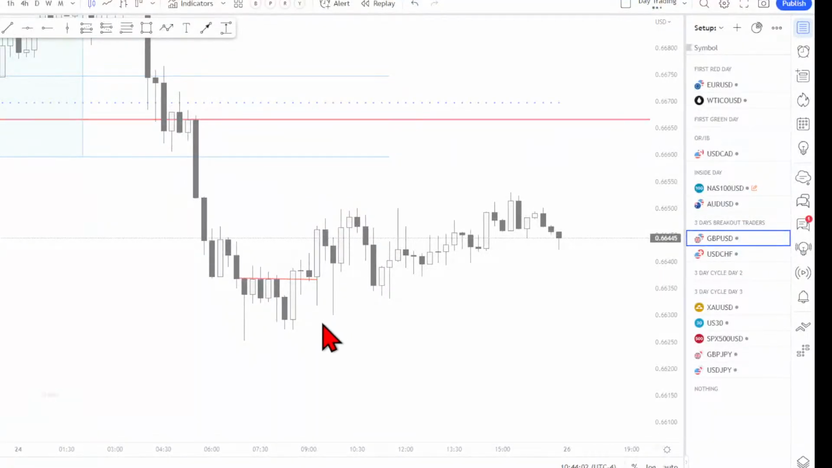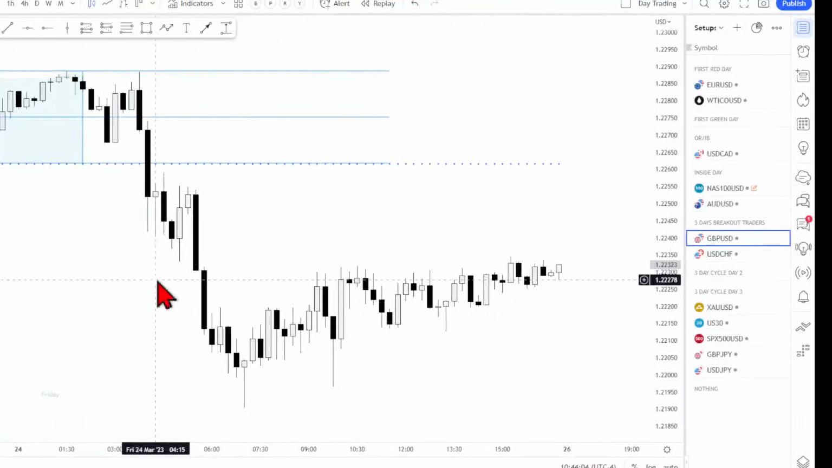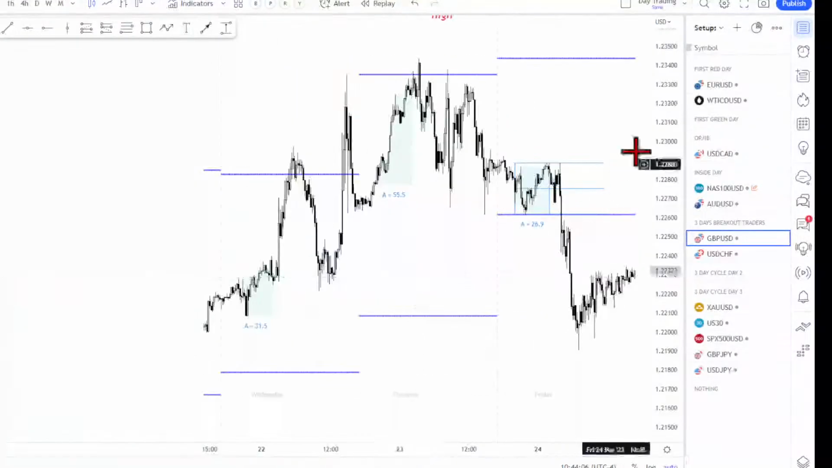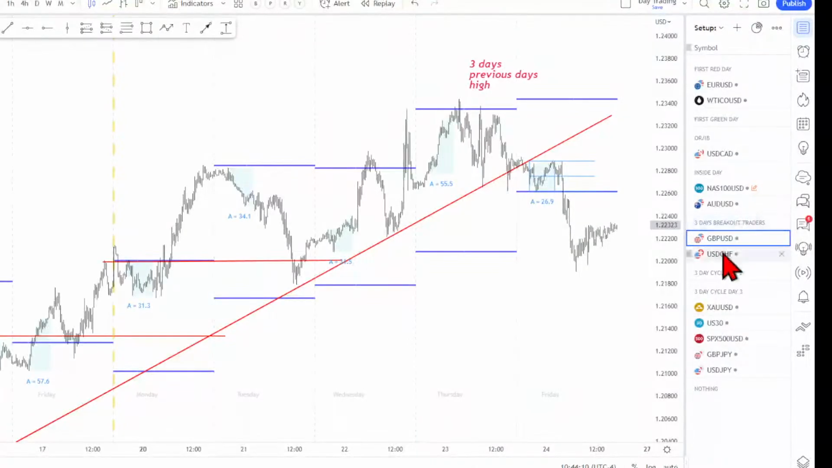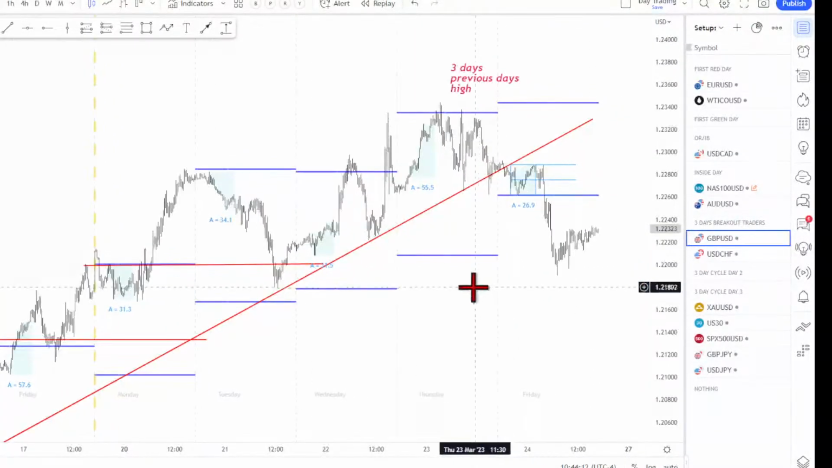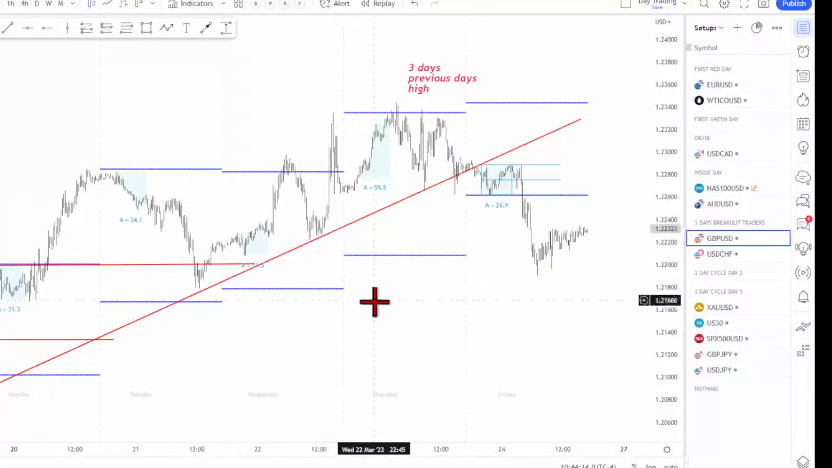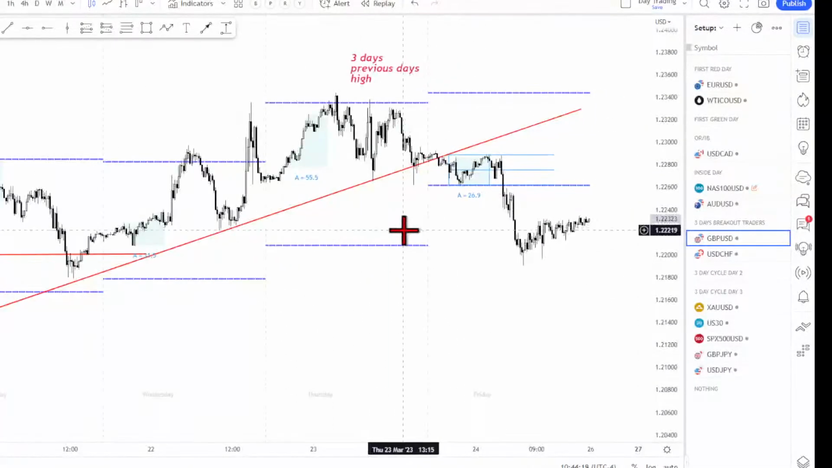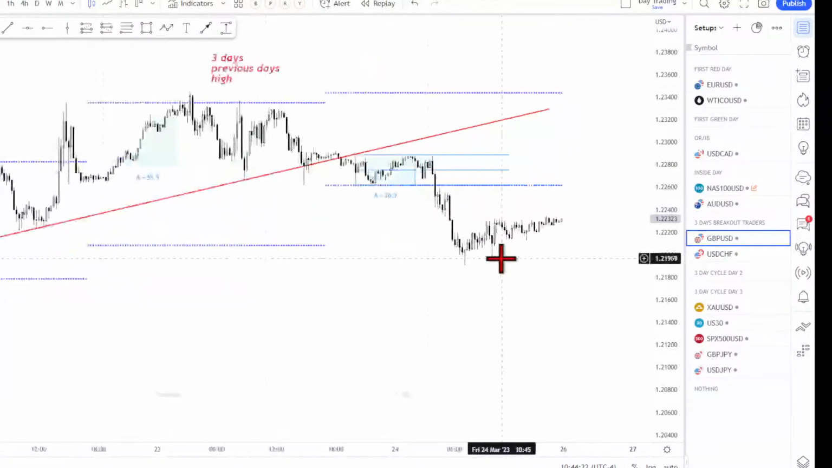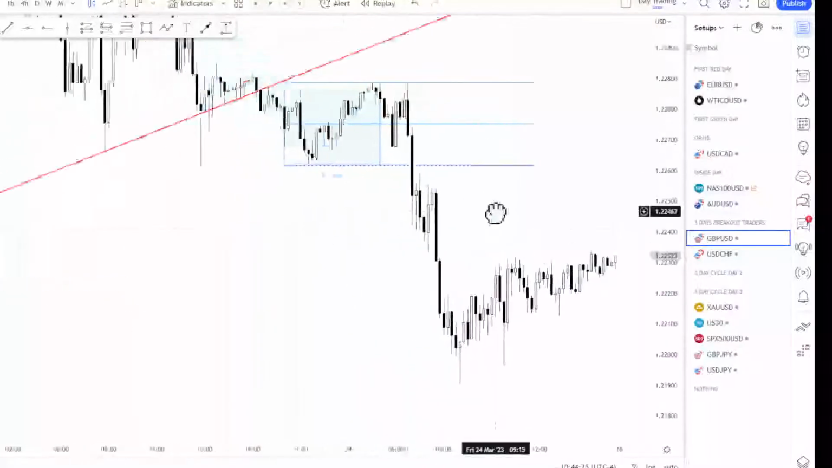GBP USD. So I had annotated 3 days of previous day's breakout traders. Let's see, we had 1, 2, the third. I always have my trend line up there. Day 1 of the 3-day cycle. So we've got day 2 coming down. Let's take a look at the Asian range.